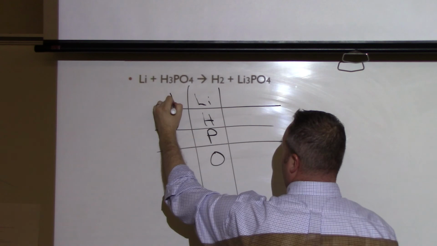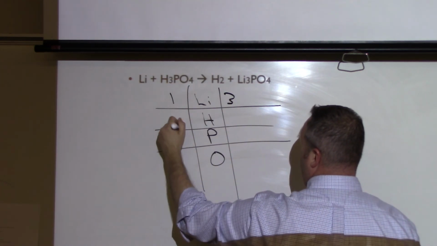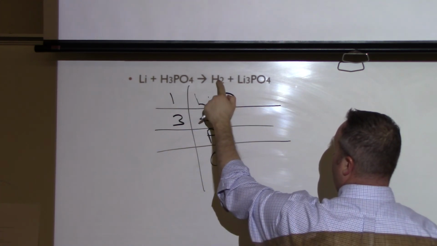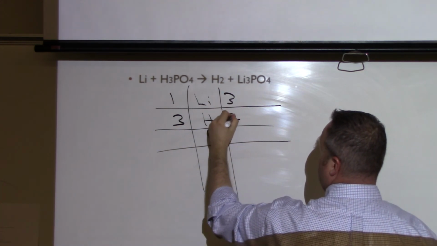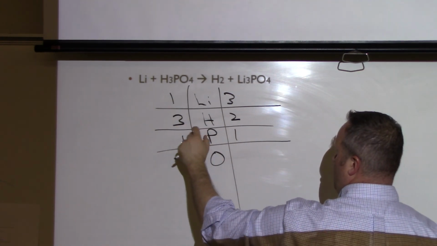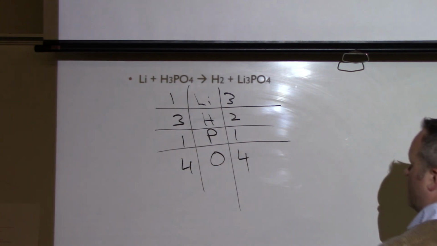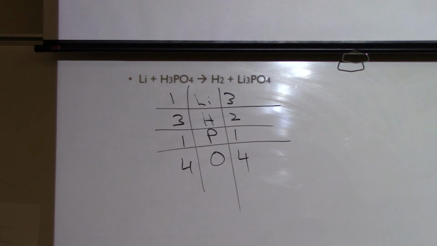Over here we have 1, over here we have 3. Over here we have 3 hydrogen. Over here we have 2 hydrogen. We have 1 phosphorus and 1 phosphorus. And then we have 4 oxygen and 4 oxygen. So our problem looks like it lies with both lithium and hydrogen. So take a moment, look at that, stop the video, and we're going to come back and see if you were able to come up with a solution for that.